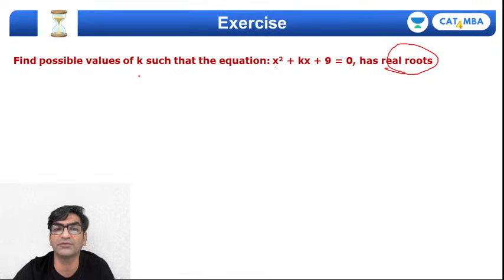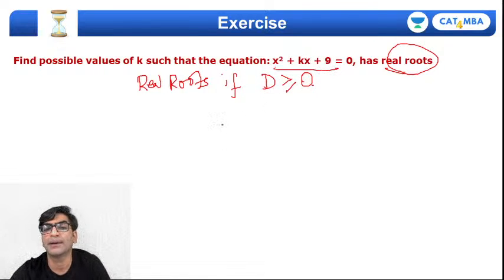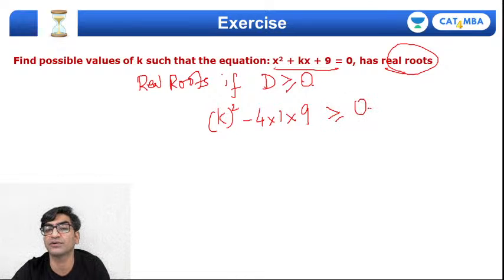तो रियल रूट देखते ही मुझे पता है कंडीशन क्या होनी चाहिए. रियल रूट्स if discriminant is greater than or equal to 0. अब डिस्क्रिमिनेंट क्या होगा इस इक्वेशन का? b स्क्वायर, that's k whole squared, minus 4 into a which is 1 into c which is 9, has to be greater than or equal to 0. तो ये मेरा इक्वेशन क्या बन रहा है? k squared minus 36 is greater than or equal to 0, right.